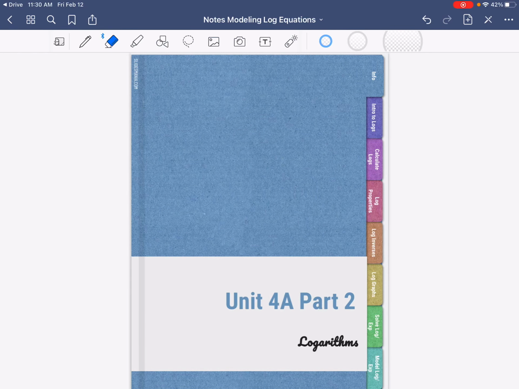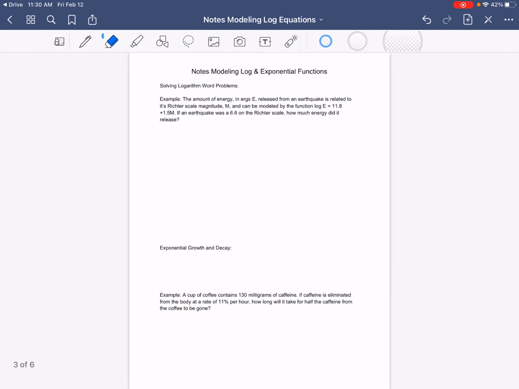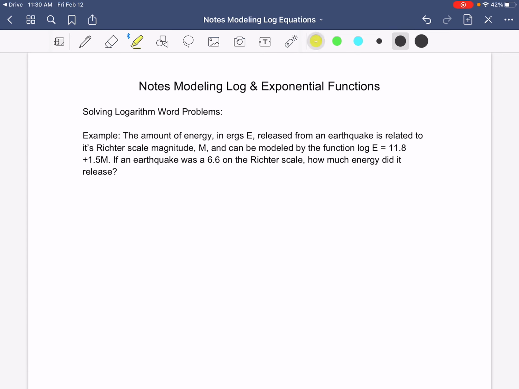Hey guys, this is our last set of notes for our little log unit. We're going to be modeling log and exponential equations. So it's going to be a bunch of word problems. At the top, you can go ahead and put your title, notes, modeling log and exponential functions. We're going to start by solving log word problems.